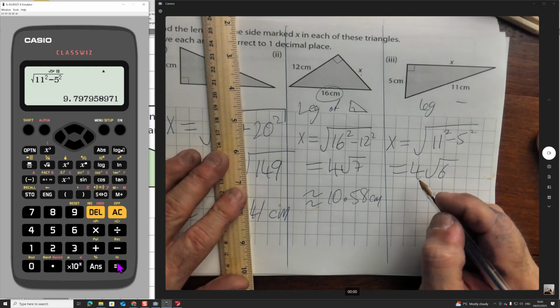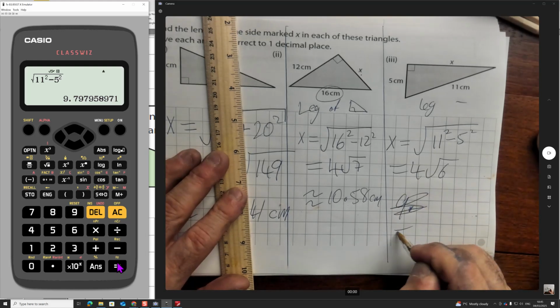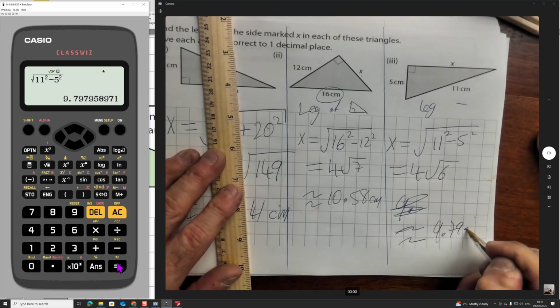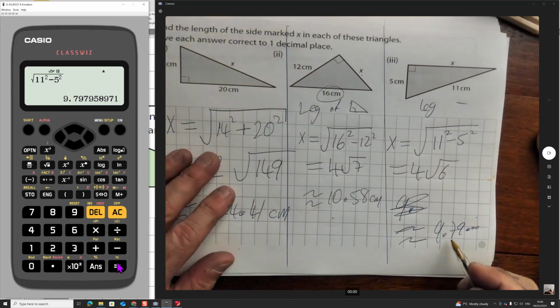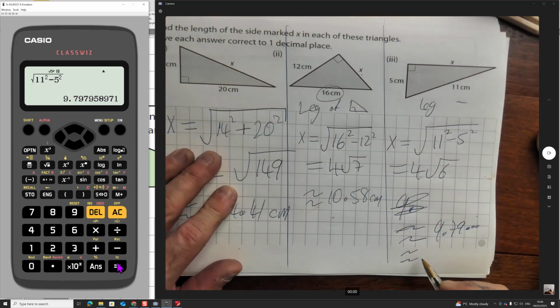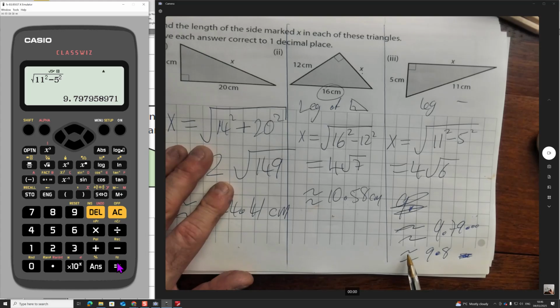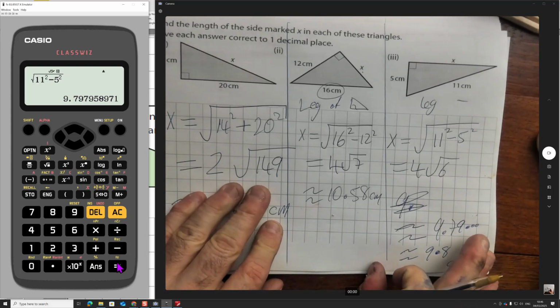So I'm going to truncate because I don't want to round, because rounding takes time. So X is approximately equal to 9.79. I'm truncating. They did say 1 decimal place here, so I will continue on and say that's approximately equal to 9.8. And because I've used the approximation and the 1 decimal place, that'll do fine. And I'm saying that it's in centimeters. It's checking across centimeters, centimeters, centimeters.